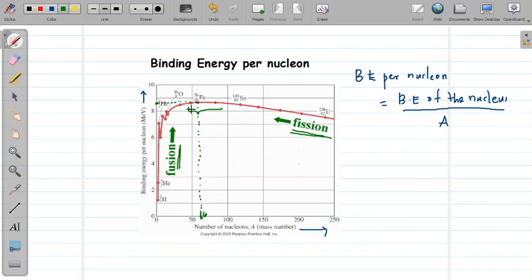maximum stable mass number. So this is the concept of binding energy per nucleon and nuclear stability.